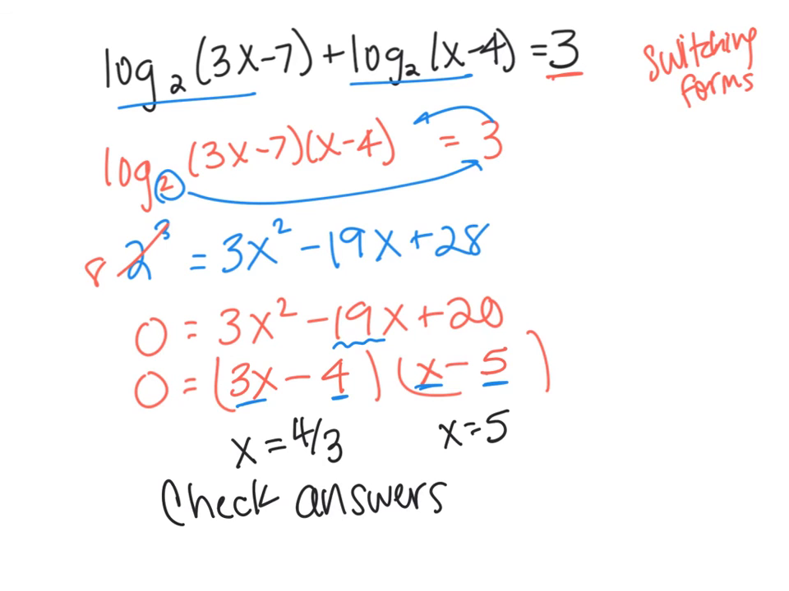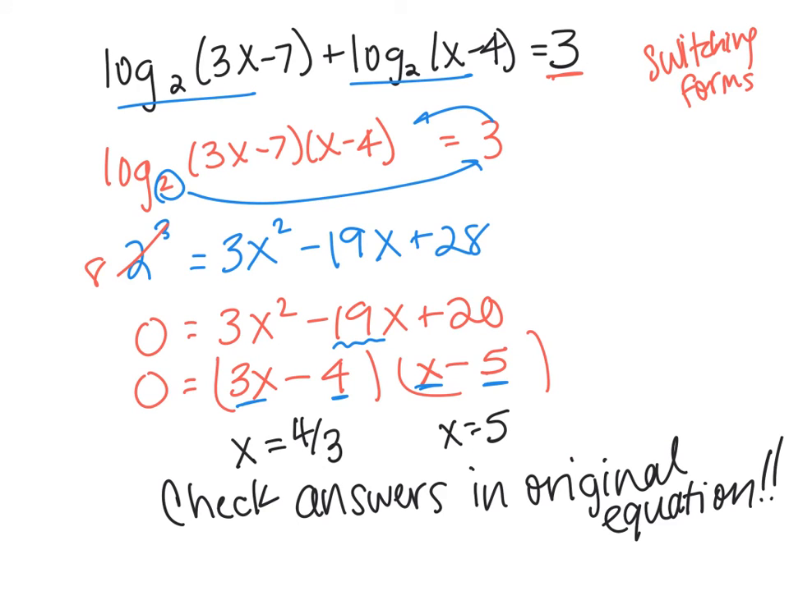This is imperative because you cannot take a log of a negative number. And when we combine things, that idea could get lost in the solving process. So we need to take 5, plug it back in, take 4/3, plug it back in, and make sure neither of these will make the logs negative.